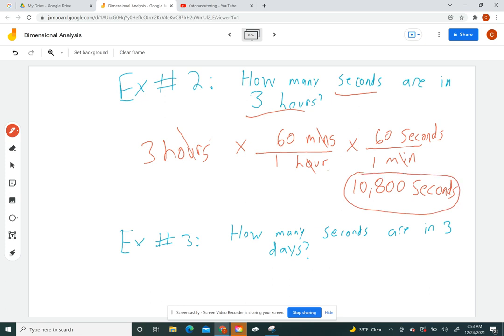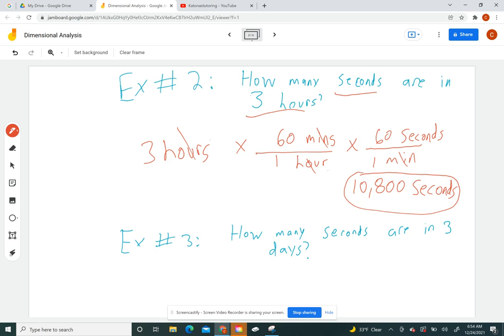And that's how we would take care of that. Notice I let my units tell me what conversion factor is going to go first. Because I start with hours, I need to get hours to minutes first to then get from minutes to seconds. This way, it's very easy to follow.